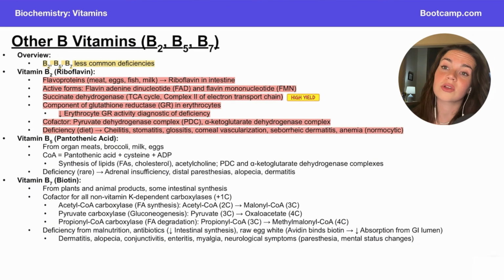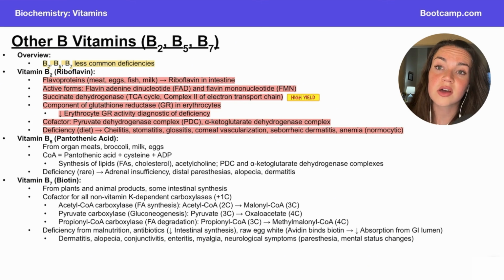Unfortunately, a lot of these overlap with a lot of the other vitamin deficiencies, so you'll have to use other context clues within the question to help narrow things down. That being said, think very carefully before you choose a vitamin B2 deficiency as your answer on the STEP exam, just because it is much less common both on the test and in real life.